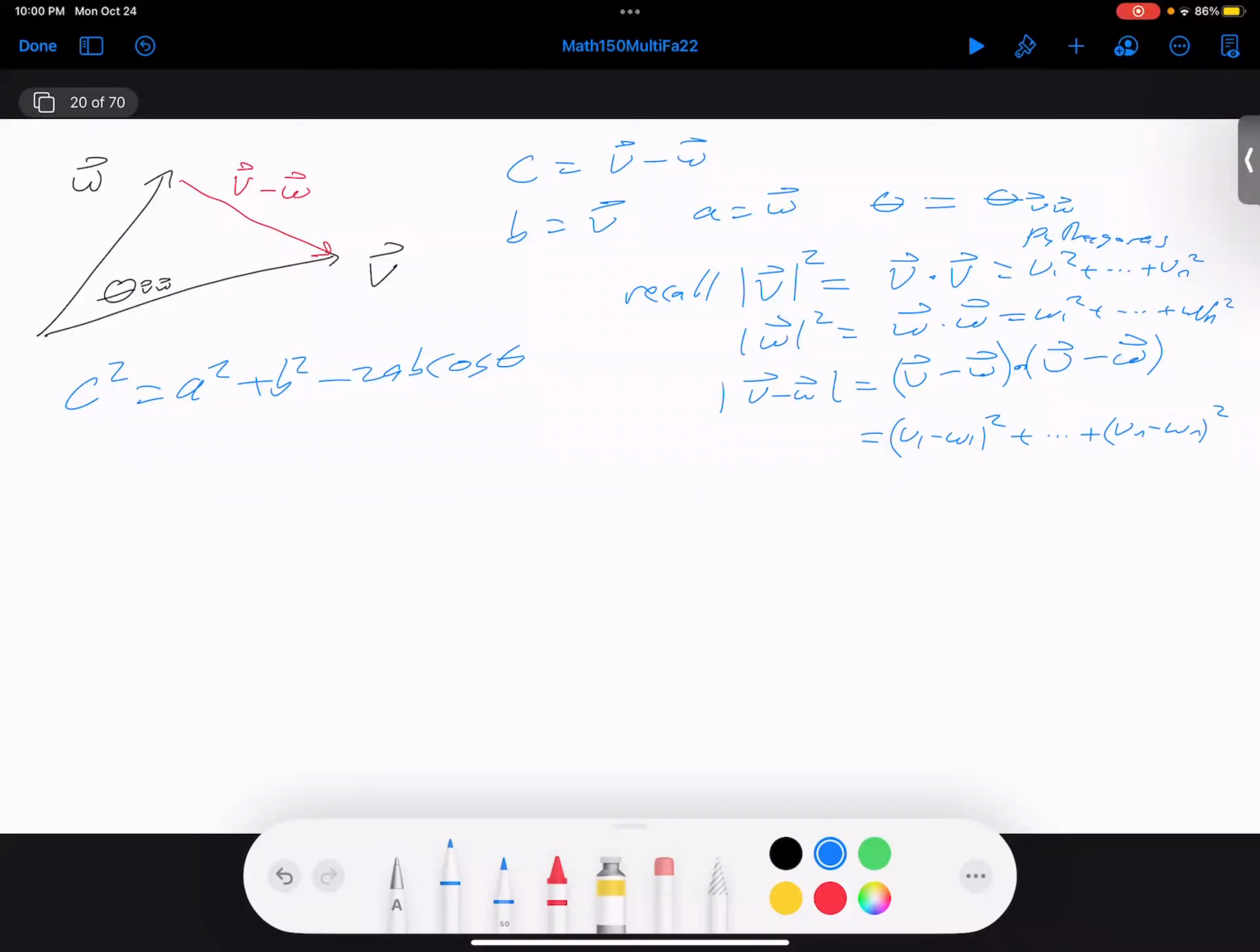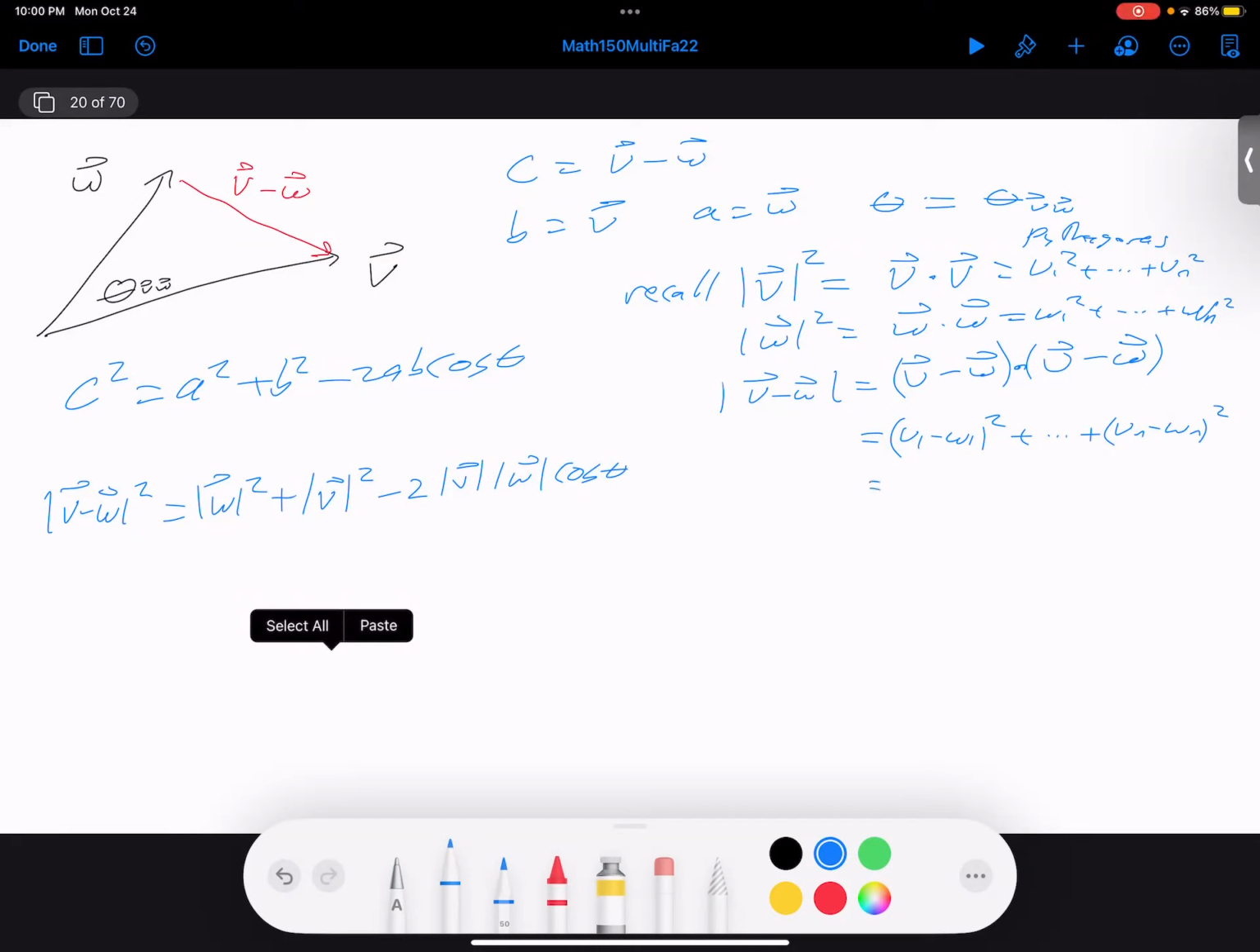So now we substitute. c squared is the length of v minus w squared. A squared is the length of w squared. B squared, I put them the wrong way, is the length of v squared. I put the lengths just to remind myself that it's a vector. And then I subtract off 2ab, so that's the length of v, length of w, times the cosine of the angle. Well, what's the length of v minus w squared?